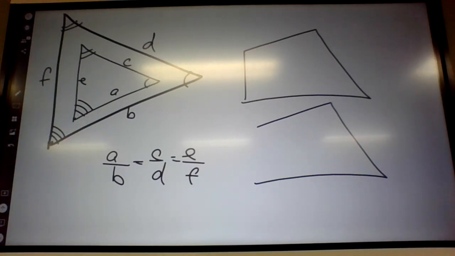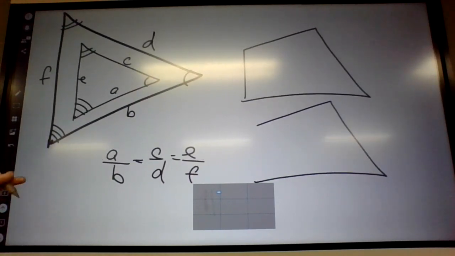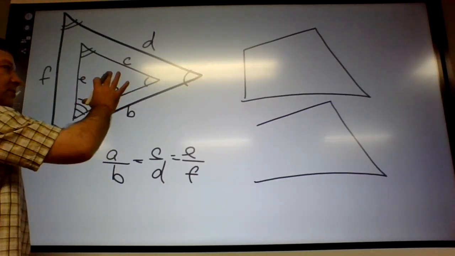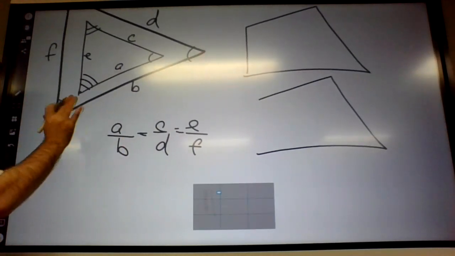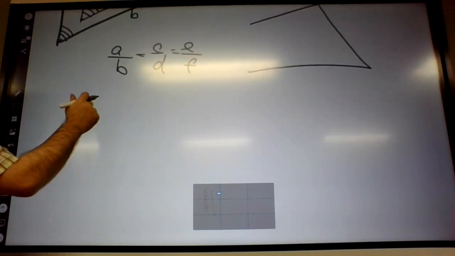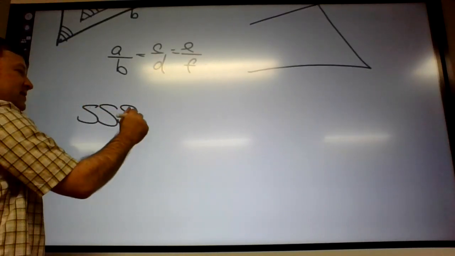E over F. Okay. But it turns out with triangles that you can prove they're similar without proving all of these facts. You don't need to say all three angles are congruent, or all those sides. You don't have to do all that at once. There's three ways. The first one is called side-side-side similarity.